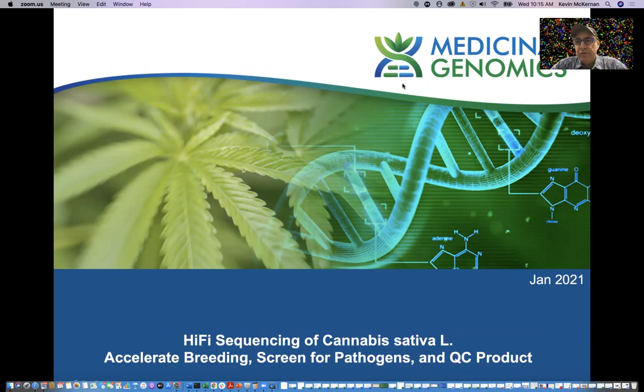So we're going to touch on a few of those techniques and how these longer reads and these higher accuracy reads have actually helped us resolve many of the repeat structures in the genome. And most importantly, the cannabinoid synthase cluster, which is really key to understanding the chemotype of the plant.